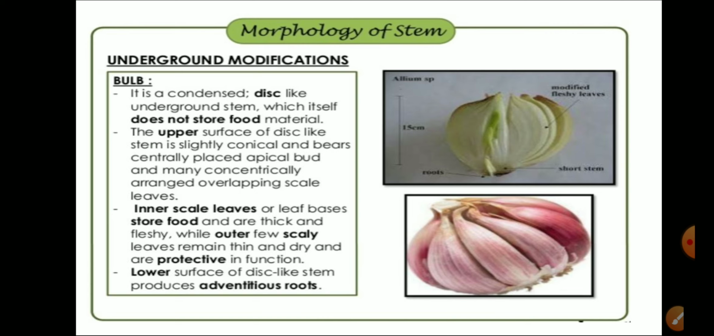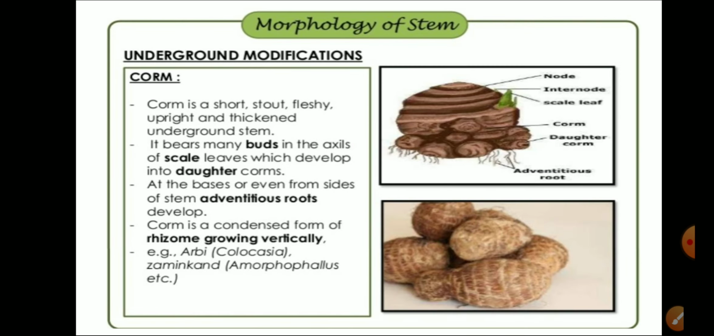Bulb. A bulb is a condensed, disc-like underground stem which itself doesn't store food material. The upper surface of this stem is conical and bears a centrally placed apical bud. The inner scale leaves or leaf bases store food and are thick, while the outer ones are scaly leaves that remain thin and dry and are protective. So bulb and bulbils are present in onion and garlic. Corm. Corm is a short, stout, fleshy, upright, thickened underground stem, seen in examples such as arbi and zimikand.